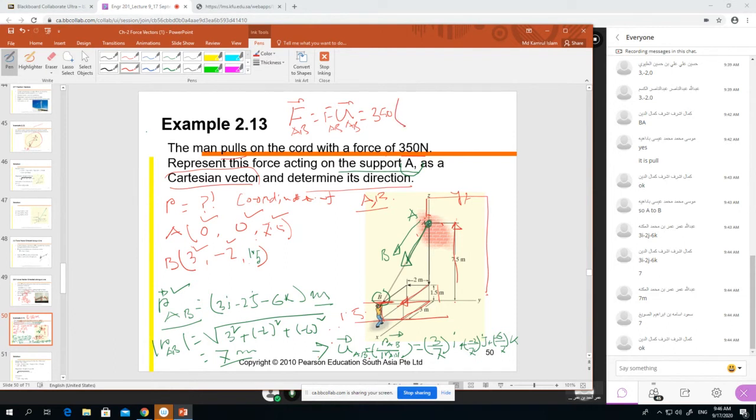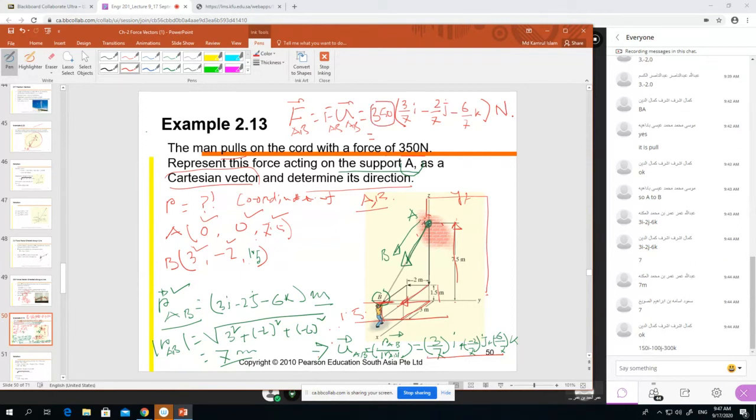Here this is the unit vector. We just write down the unit vector: 3/7 i minus 2/7 j minus 6/7 k. All right, now you calculate, please. The force unit is N, Newton, don't make a mistake, because the 300 force is given in Newton, so you get the answer in Newton.